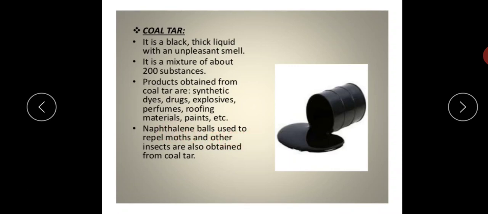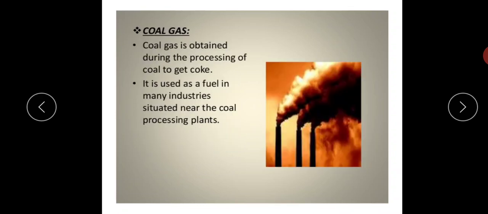Naphthalene balls used to repel moths and other insects are also obtained from coal tar. So these are the different uses of coal tar. Then coal gas. Coal gas is obtained during the process of coal to get coke. It is used as a fuel in many industries situated near the coal processing plants. So wherever the coal plants are there, they make much use of the coal gas. So many industries use this as a fuel.